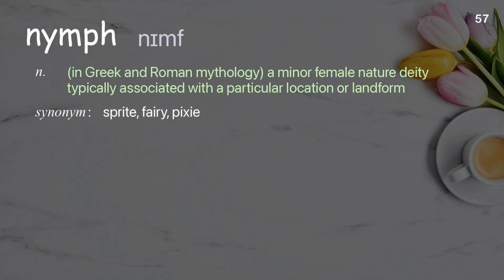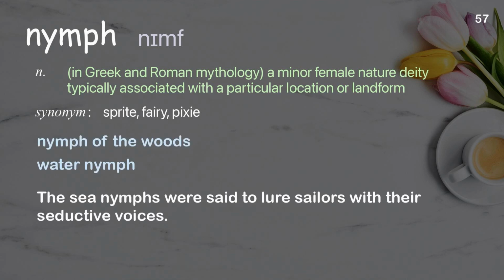Nymph. In Greek and Roman mythology, a minor female nature deity typically associated with a particular location or landform. Examples: Nymph of the woods, water nymph. The sea nymphs were said to lure sailors with their seductive voices.